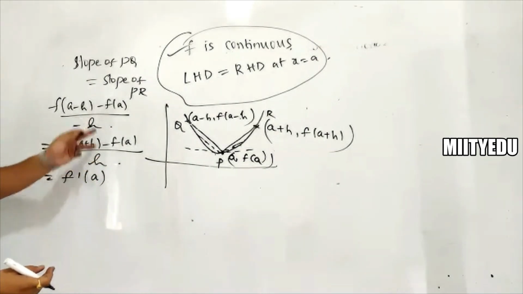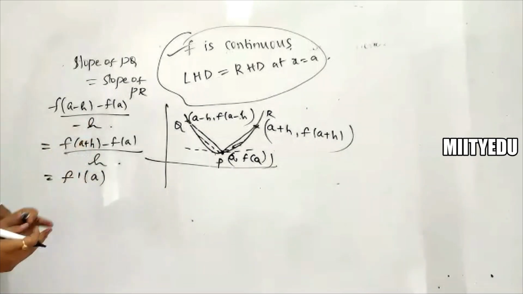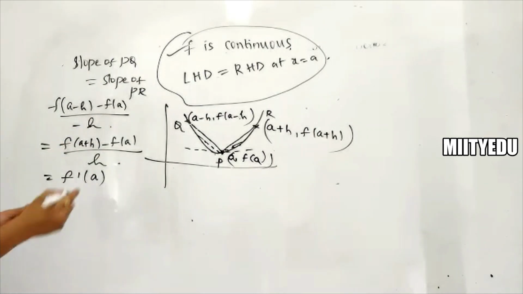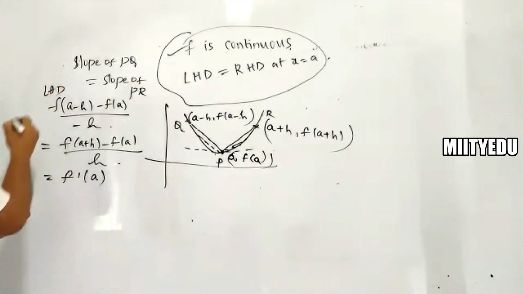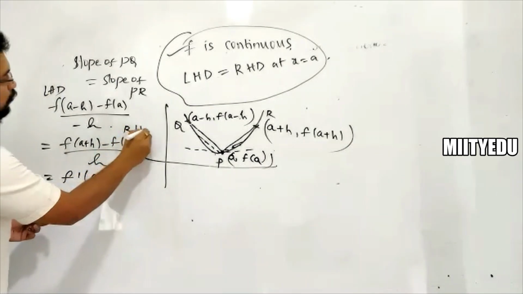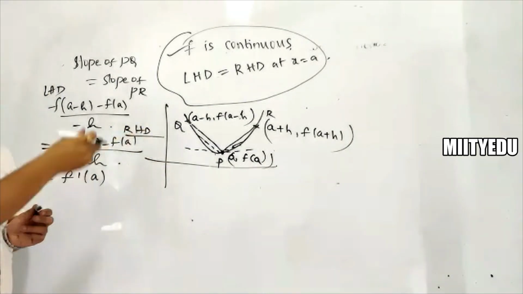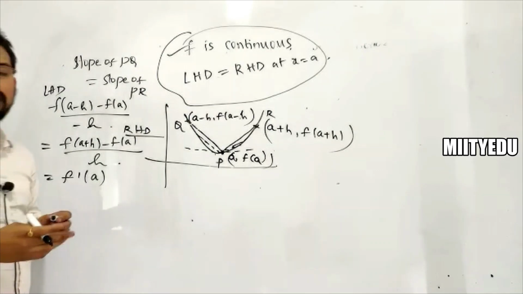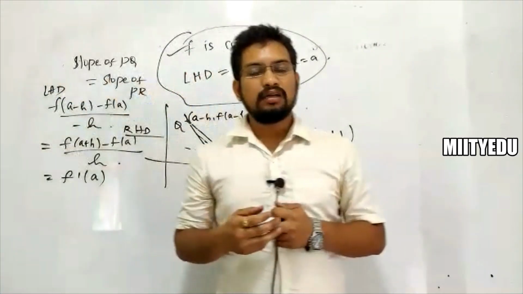One is something like this and the other is something like this. That is, f of a minus h minus f of a by minus h is one thing, and the second thing is f of a plus h minus f of a by h. This is your left hand derivative, and this is your right hand derivative. One is the left hand limit and the second is the right hand limit which you are talking about.